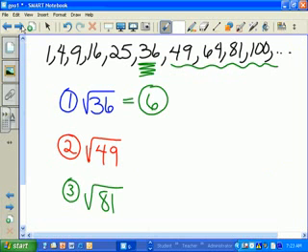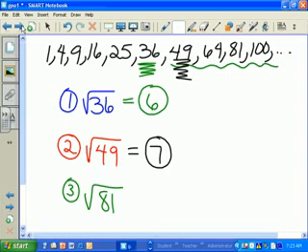All right, 49. 49 is also a perfect square. What number times itself is 49? 7. Number 3, 81 is also a perfect square. What number times itself is 81? 9.